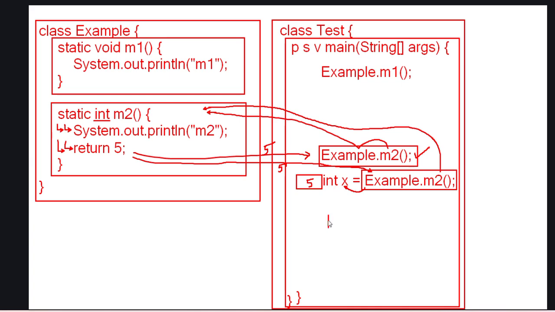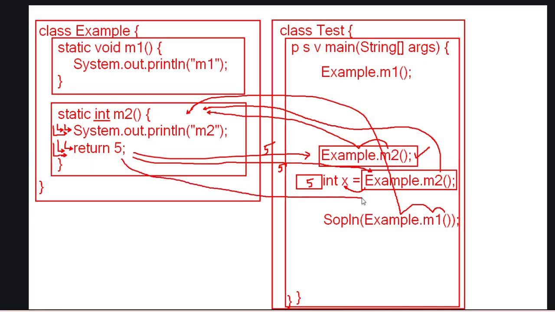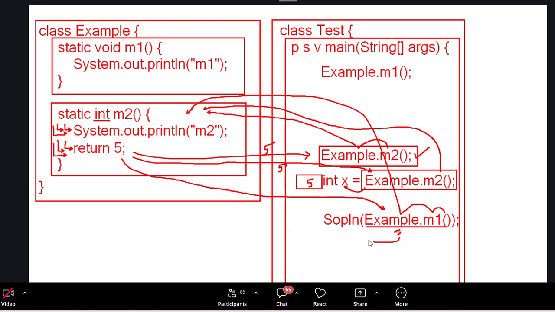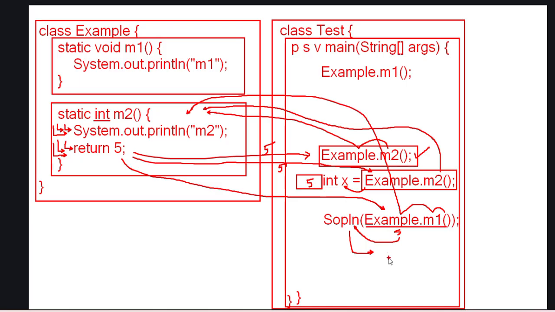I don't want to store it, I want to print. If you want to print, then I should write System.out.println. In the parentheses, I should write example.m1. If I write example.m1, what happened? Same thing happened. The no-parameter m1 method is executed from the example class. SOPLN M2 printed. The next return 5. 5 is returned to the calling method. That means this example.m1 is replaced with the value 5. And this 5 is given to println, printing that value 5.